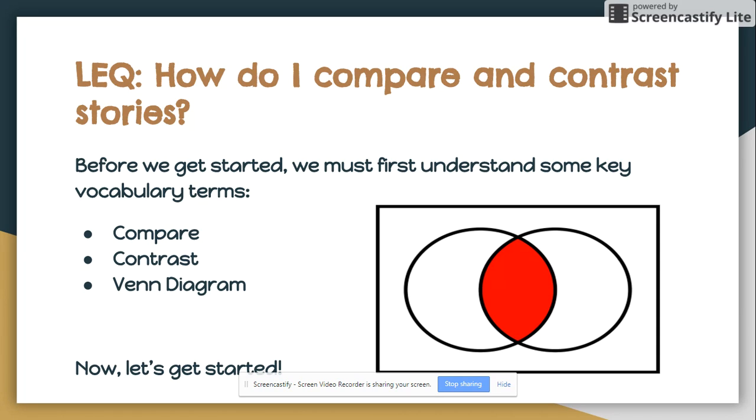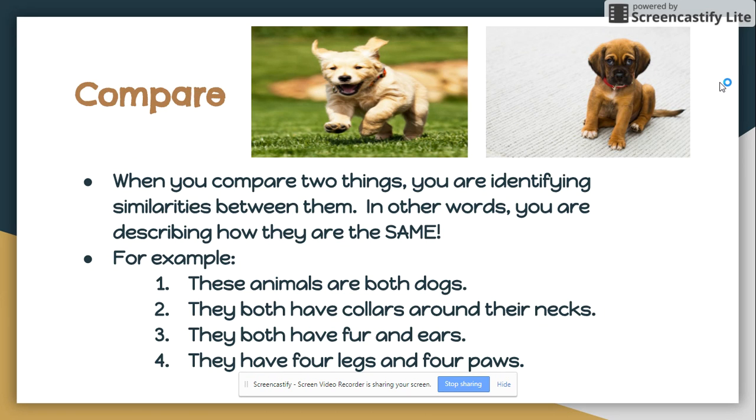Before we get started, we must first understand some key vocabulary terms. Compare, contrast, and then also a term Venn diagram. This is a type of diagram that we're going to see a lot in these activities. Now, let's get started. To compare means that you are identifying similarities between them. In other words, you are describing how they are the same.